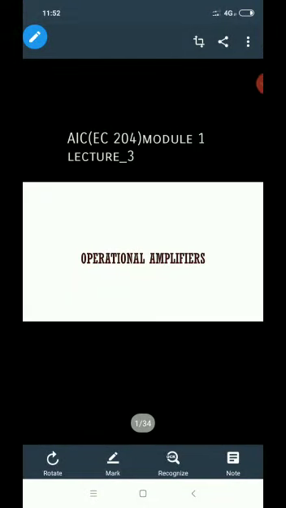Okay, dear friends, so we will study analog integrated circuits, in the first module, third lecture. Today we are going to see operational amplifiers.